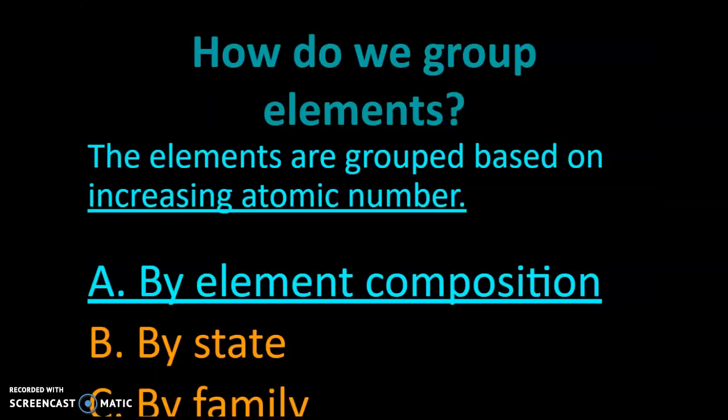And so when we group elements, they're actually going to be grouped based on increasing atomic number. You already know that the atomic number is the same as the number of protons, so they're going to be arranged due to increasing atomic number. And what we're going to notice is that there are some similar properties and characteristics with elements of the same group. So let's just dive right in. We're going to take a look at how these elements are composed. So they have 3 types.